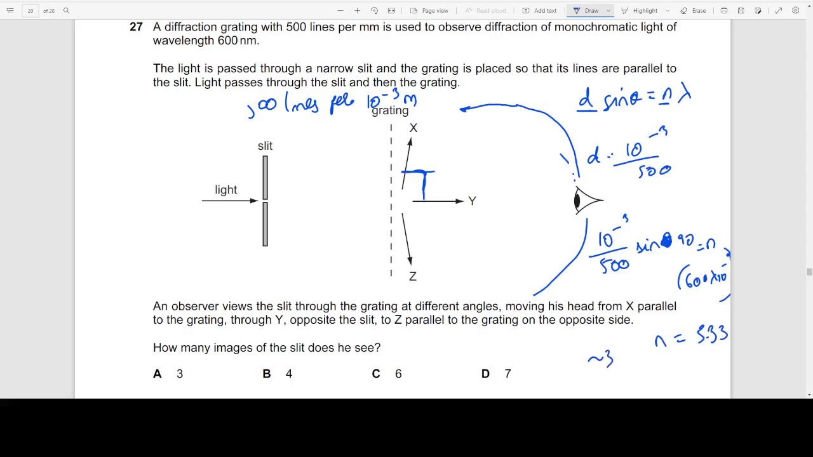So there are 3 above and 3 below, correct? We took only sine 90. So there are 3 here, and there's 1 over here. So the total is 1 plus 3 plus 3, which is 7. So the answer is D. Alright guys, this was again a good question.